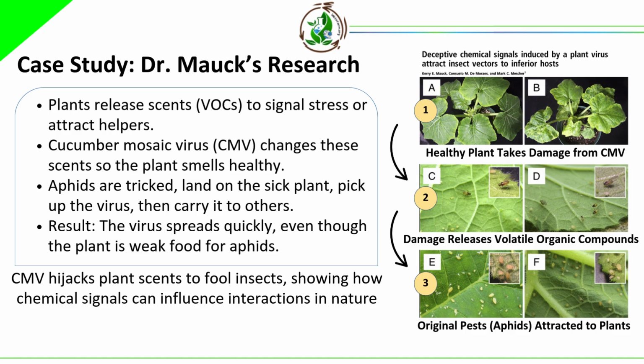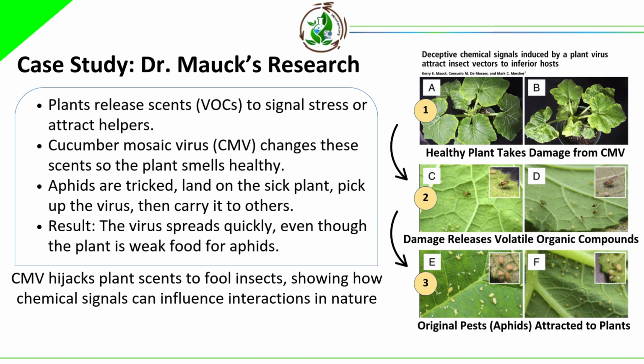Under normal conditions, when a plant is stressed or damaged, it releases VOCs, those airborne chemical signals we talked about earlier. These scents can warn pests away, or they can attract helpful insects, like parasitic wasps, that come in and protect the plant. It's a pretty smart system. But here's where things get wild. A plant virus called cucumber mosaic virus, or CMV, has figured out how to hack this communication network.